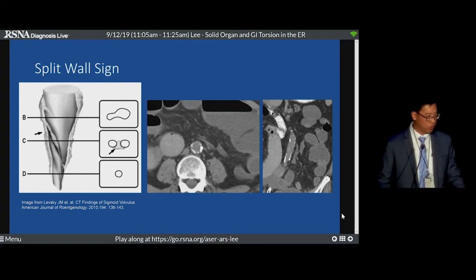So the so-called split wall sign is where you have a small amount of fat invaginating in between two walls, where you just have a little bit of a fold of the sigmoid colon. You know that there's an obstruction, but maybe you're not seeing the classic signs. So this is the split wall sign. An article from 2000 in AJR by Levsky et al. shows you how you get this tiny bit of fat in between two opposing walls. And so that's this sign right here.